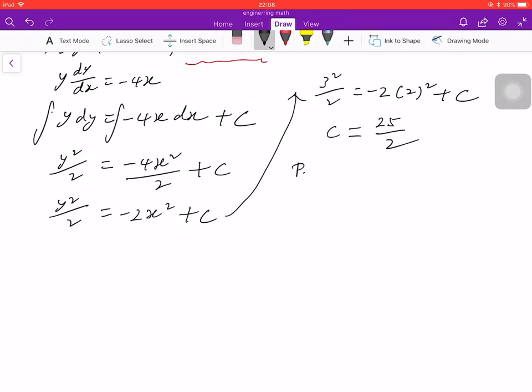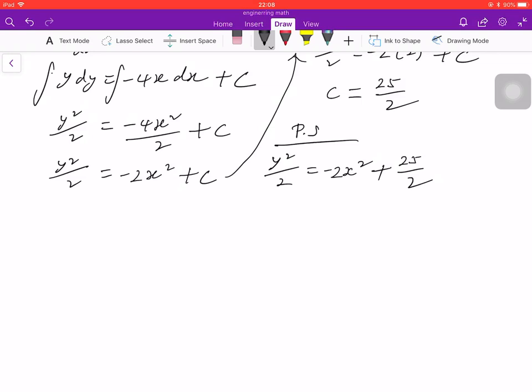So the particular solution is y squared divided by 2 equal to minus 2x squared plus 25 divided by 2. So we can simplify this by multiplying 2 on both sides, then we have y squared equal to minus 4x squared plus 25. So this is our particular solution.